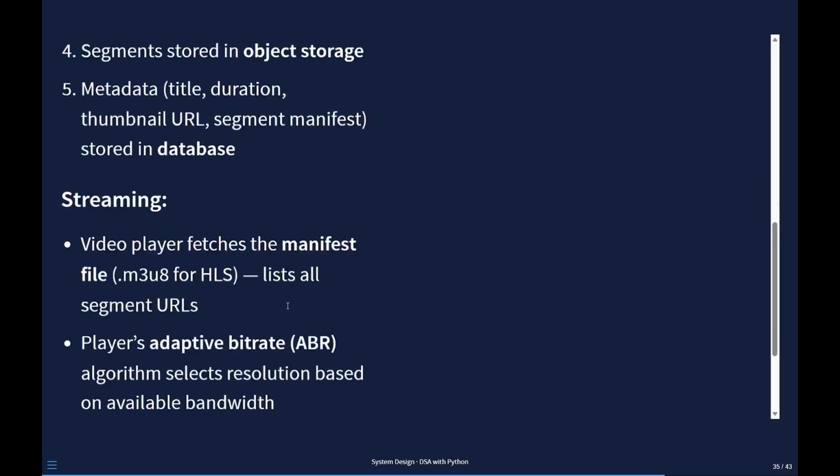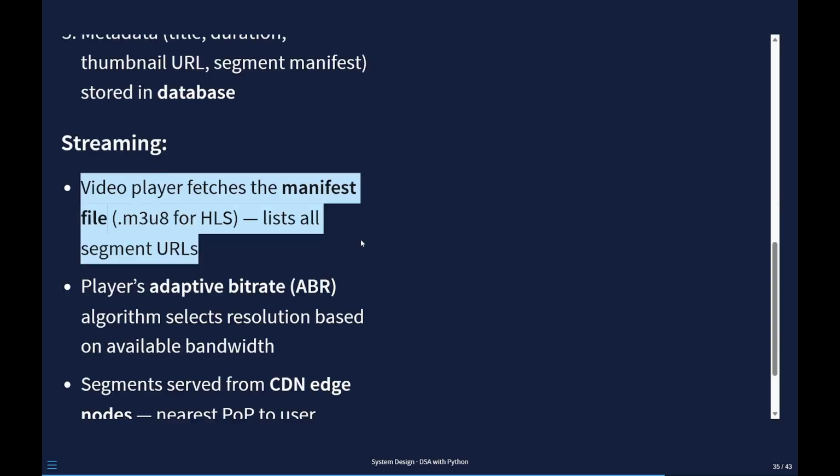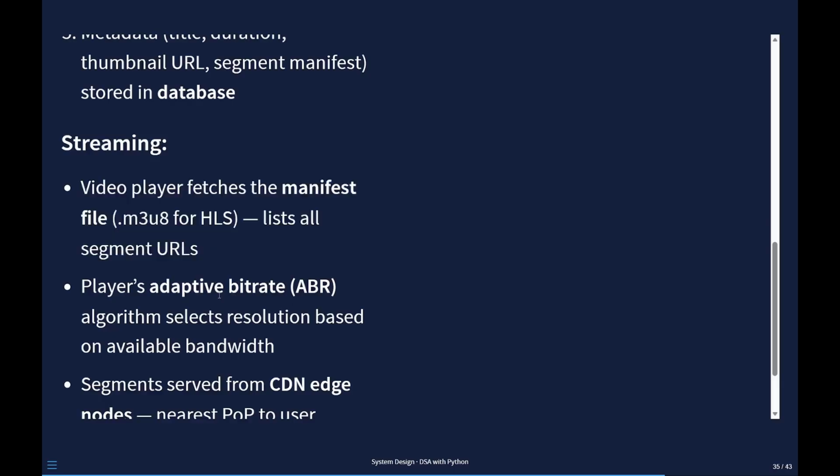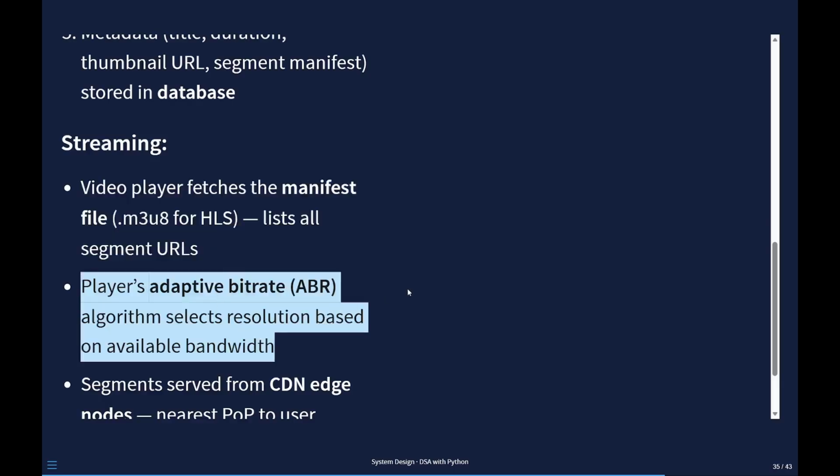The key technology is HLS, HTTP Live Streaming. Each video is broken into small segments, plus a manifest file called an .m3u8 file that lists all the segment URLs across all available quality levels. When a viewer clicks play, the player fetches the manifest.